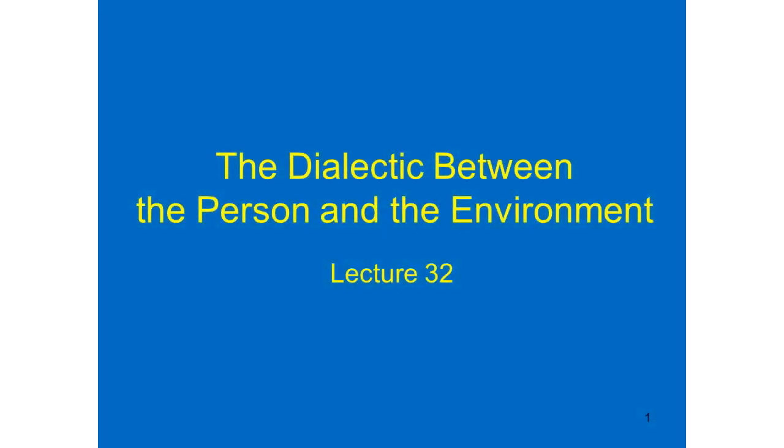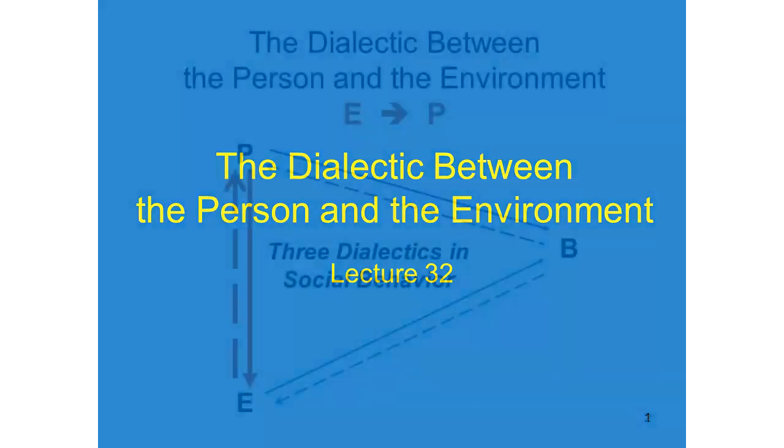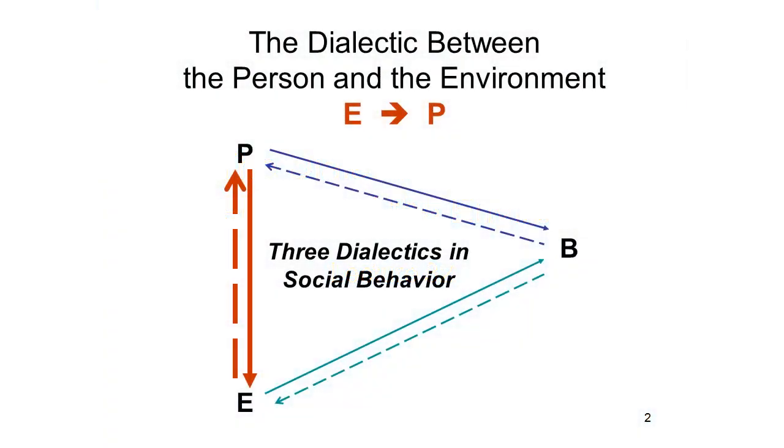Lecture 32, The Dialectic Between the Person and the Environment. To complete our overview of the reciprocal interactions between the person, his or her behavior, and the environment, we examine the dialectic between the person and the environment, how environments go beyond eliciting behavior to shape the people in them, and how people reciprocally shape the environments in which their behavior takes place. And we'll begin with the effect of the environment on the person.